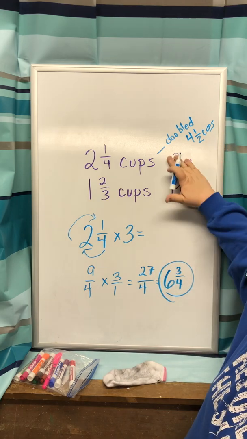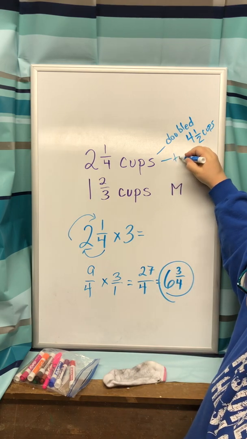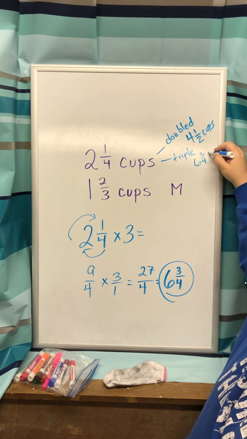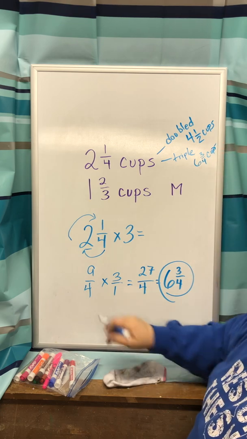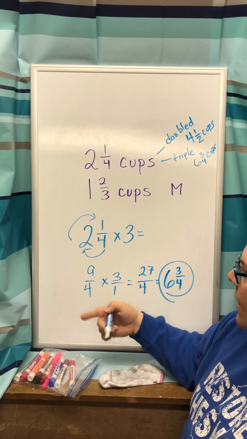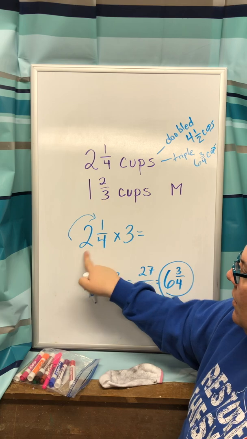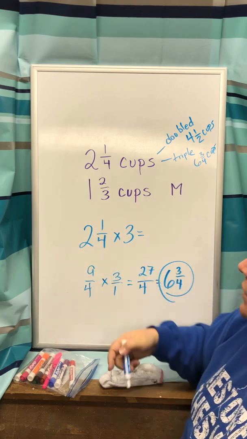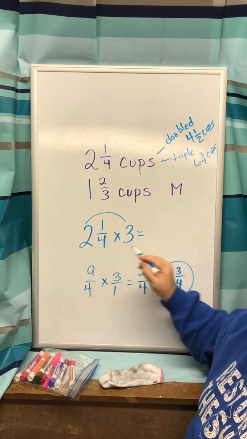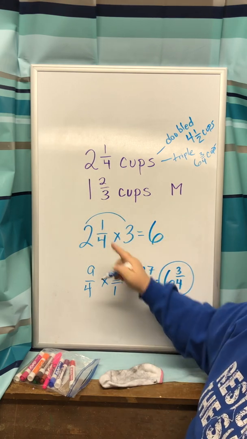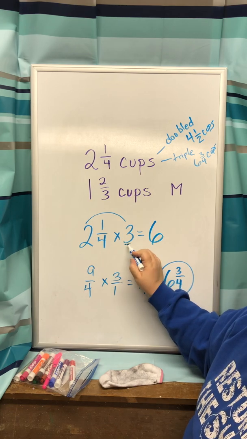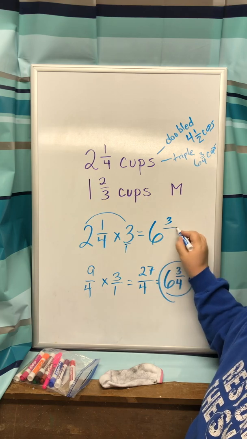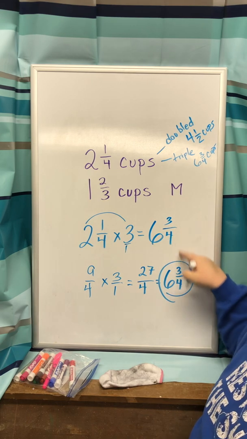So let's say if I triple, I need 6 3/4 cups. And then I'm going to do the same problem again. This time I am not going to use the improper fraction. This time I'm going to just multiply whole number by whole number. So I can say 2 times 3 is 6. 1/4 times 3, remember I put a 1 down there, 1 times 3 is 3, 4 times 1 is 4, I get the same answer.